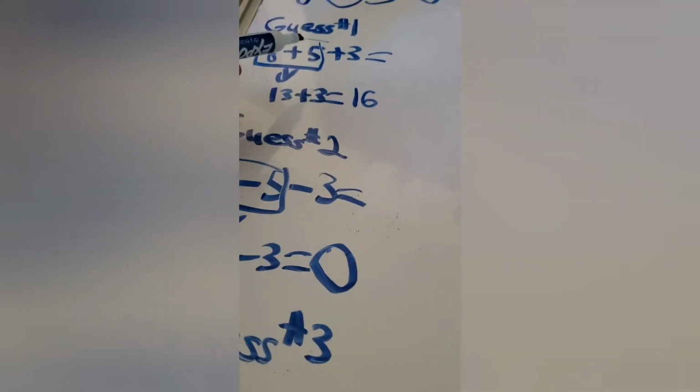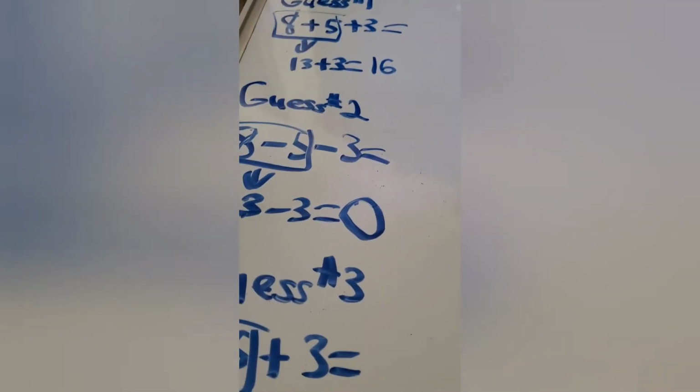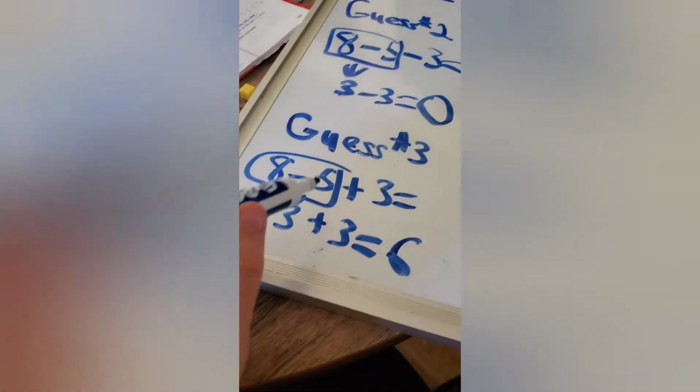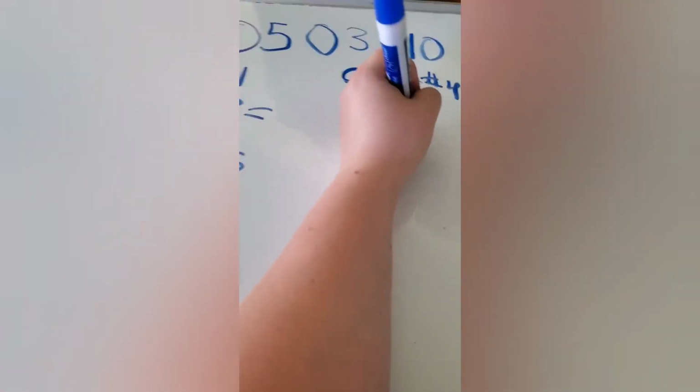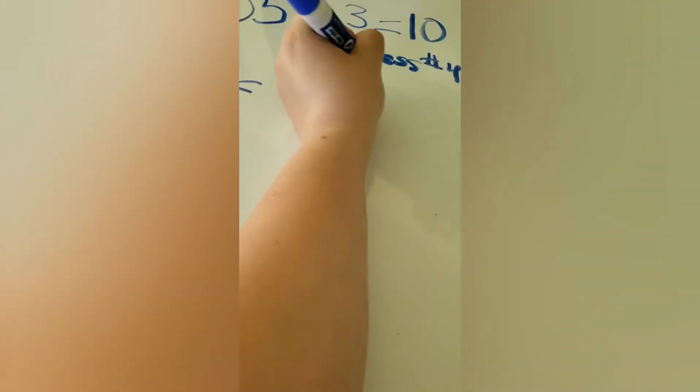So now, my guess number 1, I had 2 additions. And my guess number 2, I had 2 subtraction signs. And then guess number 3, I had a subtraction sign and then an addition sign. So now, for guess number 4, let's see. I got to do something different from what I did before. I think I'm going to do an addition sign first and then a subtraction sign.